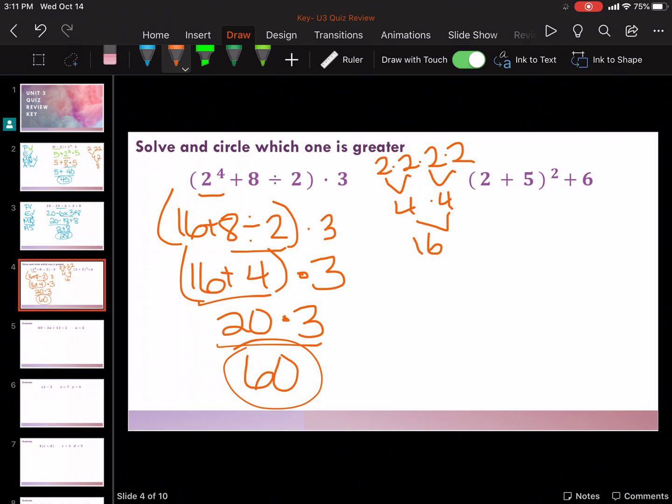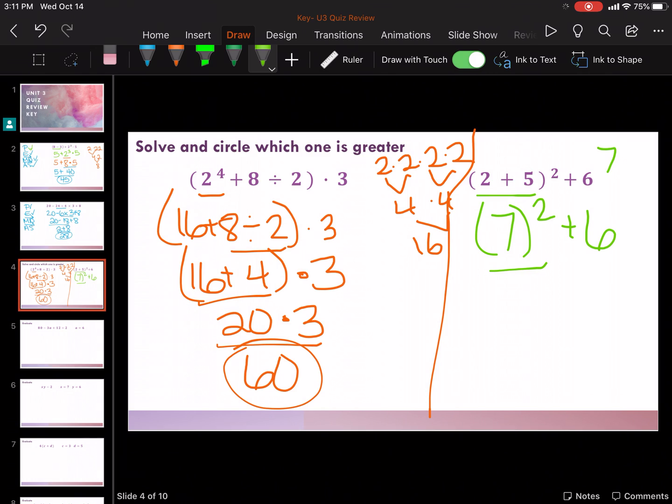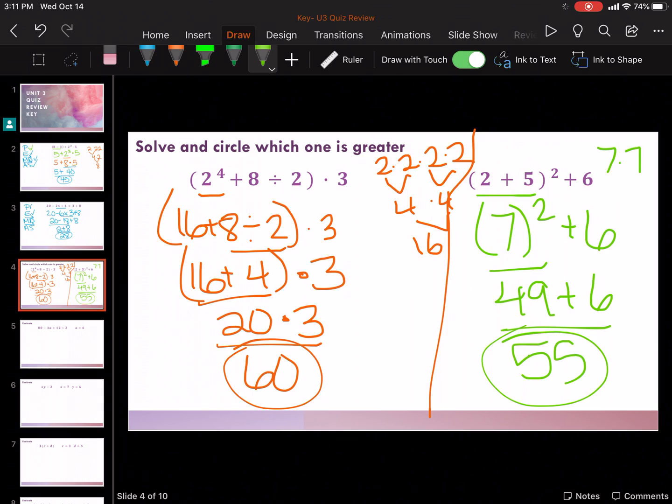Okay, so this next one, we need to do what's in the parentheses, which is 7 squared plus 6. 7 squared is 7 times 7, which is 49, plus 6, which is 55. So then it says which one is greater. So this one is greater. On your quiz, it's going to be similar to that, so make sure you're ready.